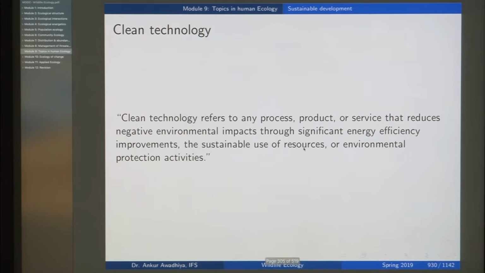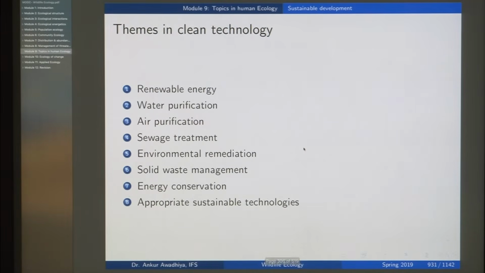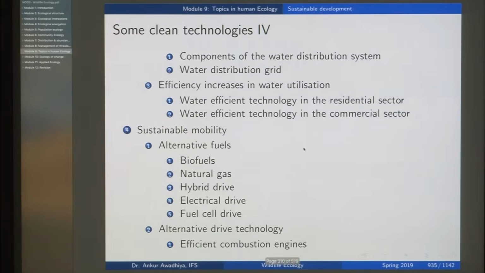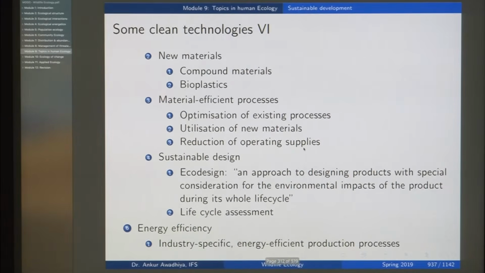Then we had a look at clean technology, which is any process, product or service that reduces the negative environmental impacts through significant energy efficiency improvements, the sustainable use of resources, or environmental protection activities. So, we looked at a number of themes in clean technology such as renewable energy, water purification, air purification, sewage treatment or waste treatment, environmental remediation, solid waste management, energy conservation and appropriate sustainable technologies. And then we had a look at certain clean technologies that have been proposed in the past few years.